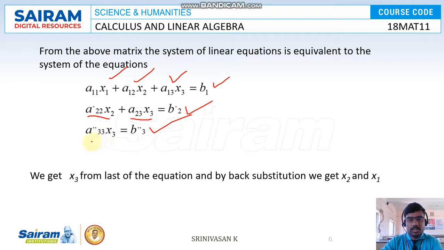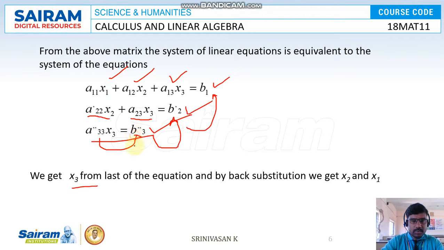Clearly, if you solve this, we get the x3 value from the last equation. After that, we substitute, we get x2, then x3 and x2 values substituted here, we get x1. If you want x3, then taking the constant in the opposite direction, we get the x3 value. The x3 value substituted in equation 2 gives the x2 value. The x3 and x2 values substituted in equation 1 give the x1 value.